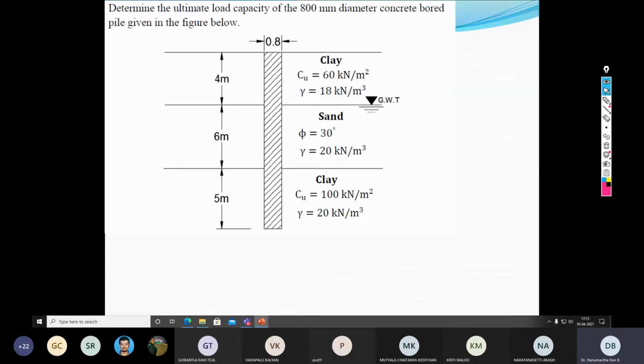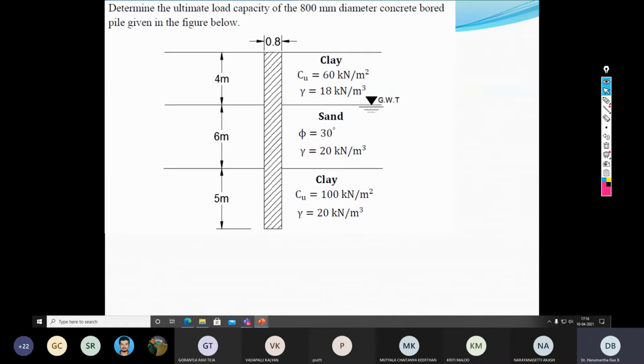I request everyone to exercise this one, because so far, whatever theory part we have discussed, you might be having some doubts or a few of the concepts might not have been cleared up. So when you solve this tutorial problem, most of the things will get clarified.